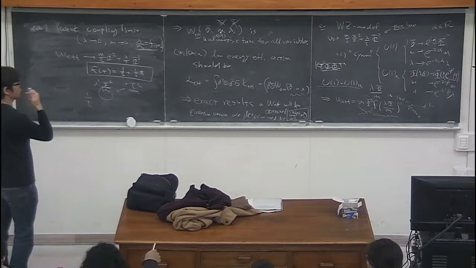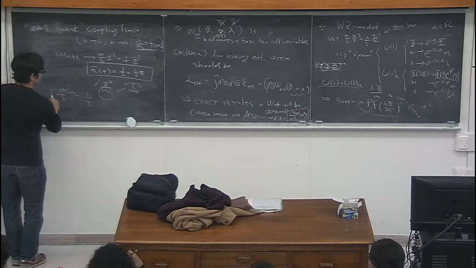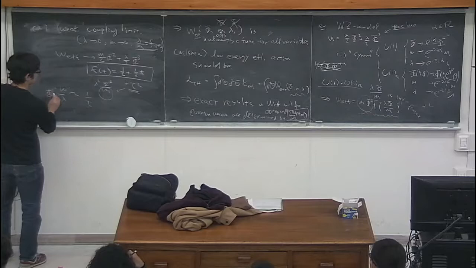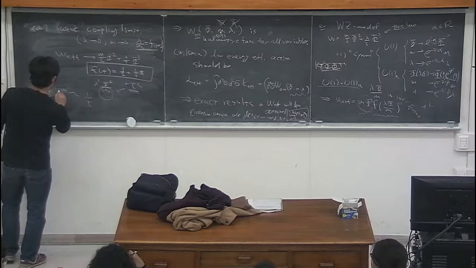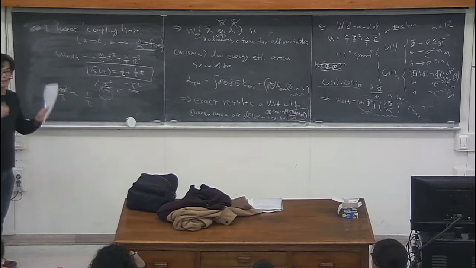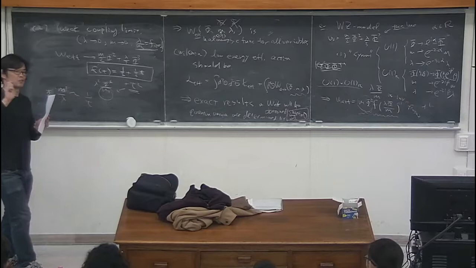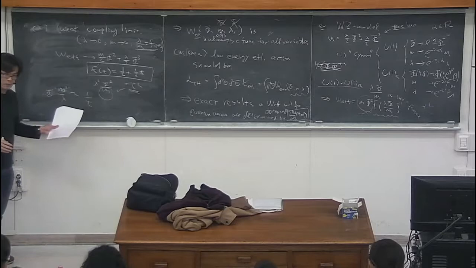1 over t is a lambda over m, or 1 over m squared, sorry. So in this limit, we can compute the effective action perturbatively. In the perturbation theory, lambda should appear with a positive power. But here, it's a negative power. So in a weak coupling limit, this cannot be allowed. Okay. So we determine this one.